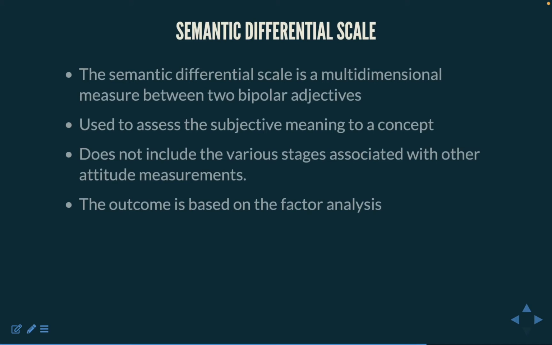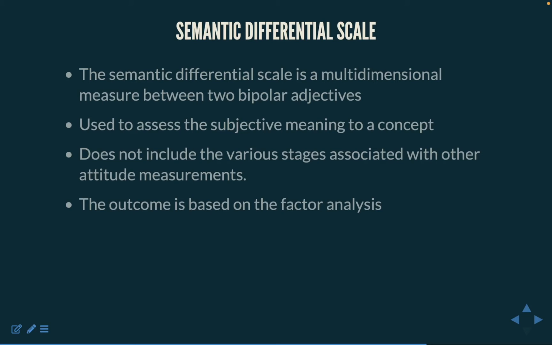The semantic differential scale is a multi-dimensional measure between two bipolar objectives. Respondents must select a point along this scale that represents the direction and intensity of their feelings. The semantic differential scale is used to assess the subjective meanings of a concept. The data is analyzed using factor analysis, which involves a large number of correlations between variables.